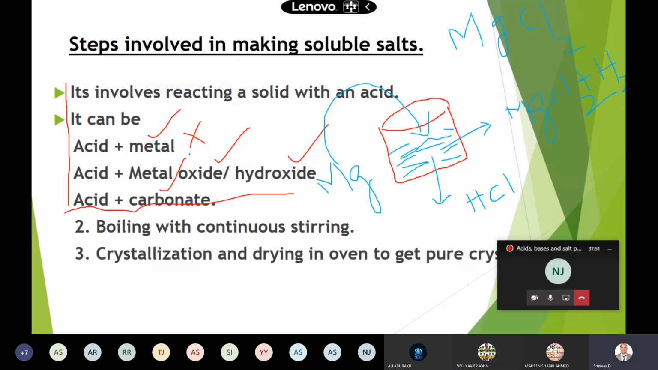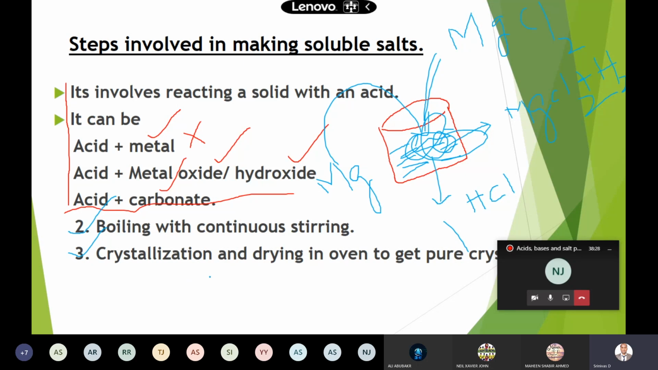So now this is the first step. You can choose magnesium, or if you don't have magnesium, you can also use magnesium oxide or magnesium hydroxide. Next, in the second step, you're boiling the same contents with continuous stirring, stirring with a glass rod. Then once you get a saturated solution, crystallization and drying in an oven gives the pure crystals.